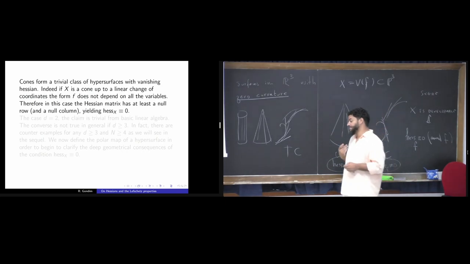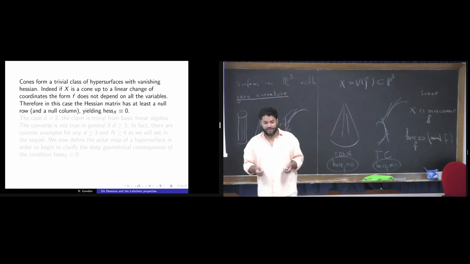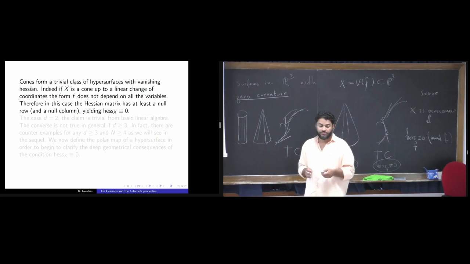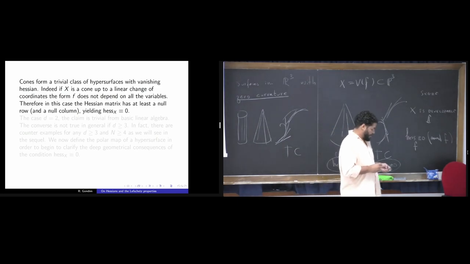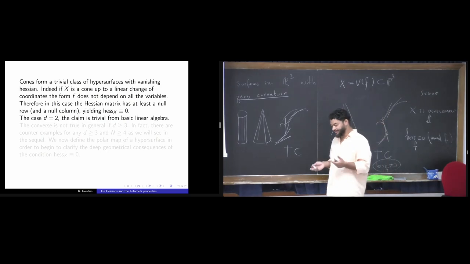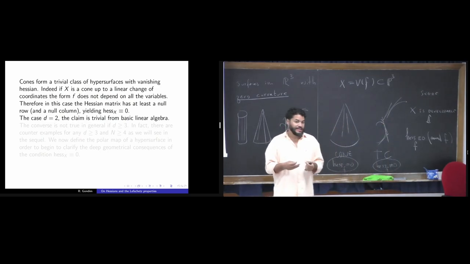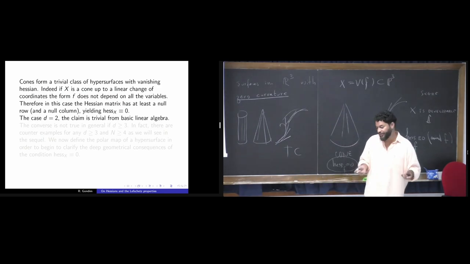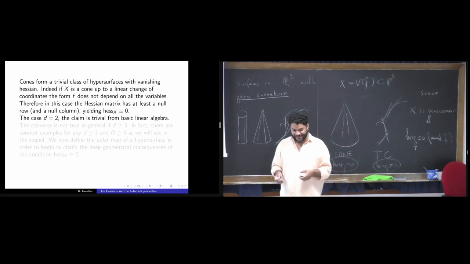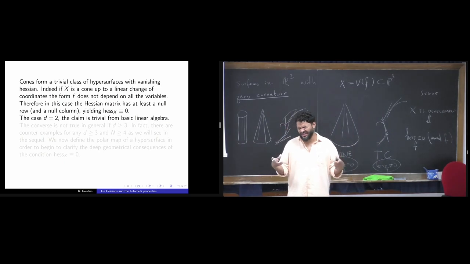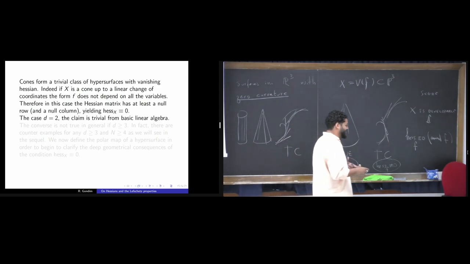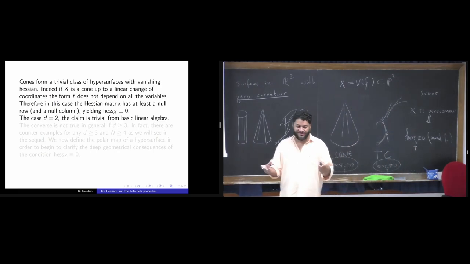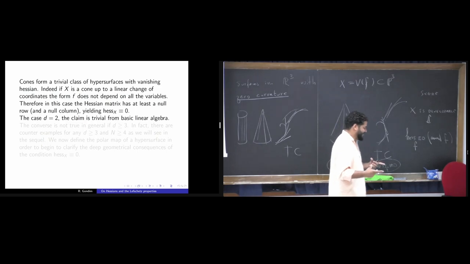But the converse is not true. That's the point. For this reason, we say that Hesse's claim is wrong. Of course, in degree two, the converse is true. It's a basic fact from linear algebra that the matrix of the quadric is essentially the Hessian. So the quadric is a cone if and only if the Hessian is degenerate.